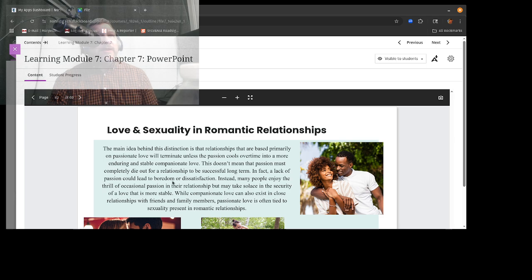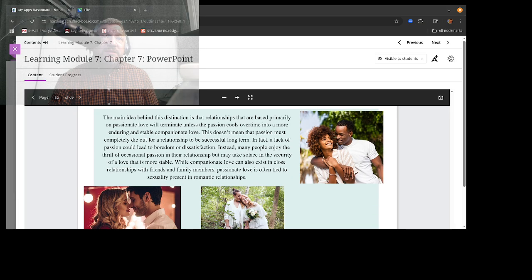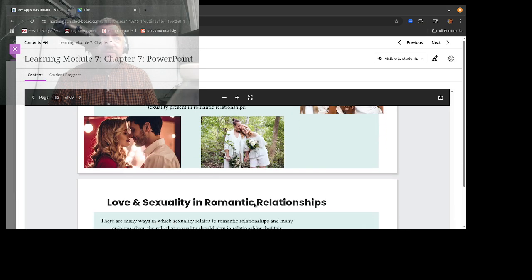Remember, the lack of passion could lead to boredom and dissatisfaction. But many people enjoy the thrill of occasional passion in their relationship, but may take solace in the security of love that is much more stable. While companionate love can exist in close relationships with friends and family members, passionate love is tied to the sexuality present in romantic relationships.